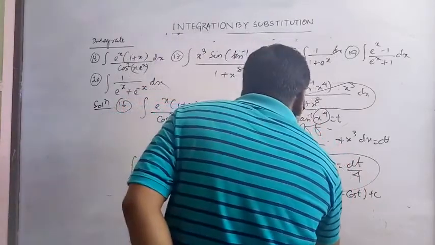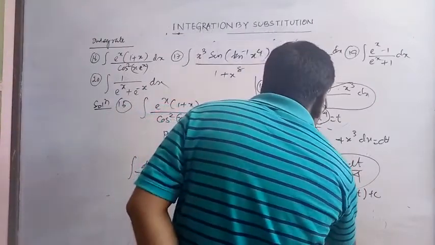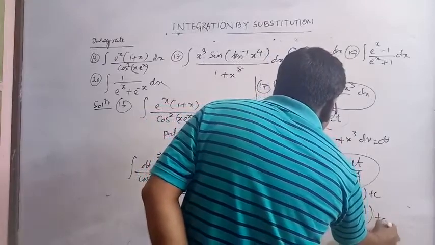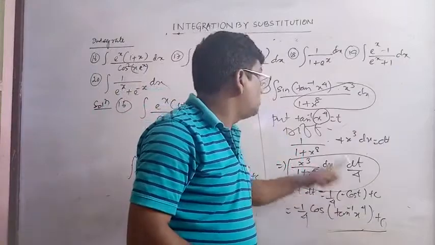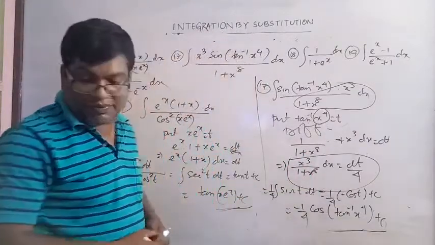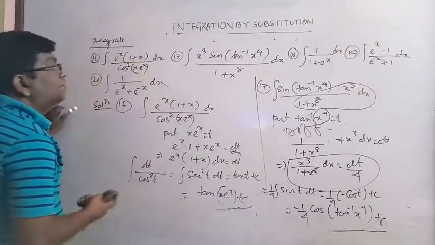Cos t means what? T means tan inverse x to the fourth. So the answer is tan inverse x to the fourth plus c, with the factor of minus 1 by 4 in front. This is the answer of question number 17.